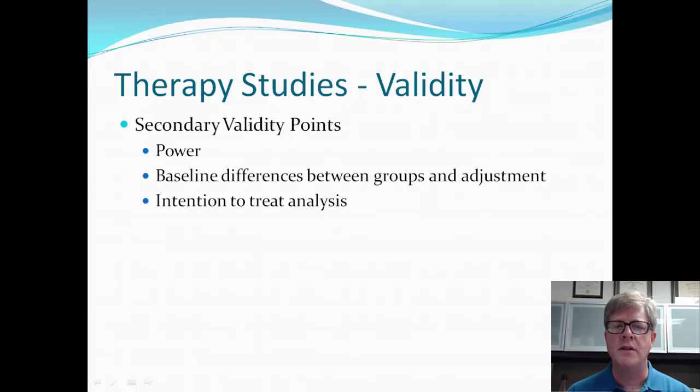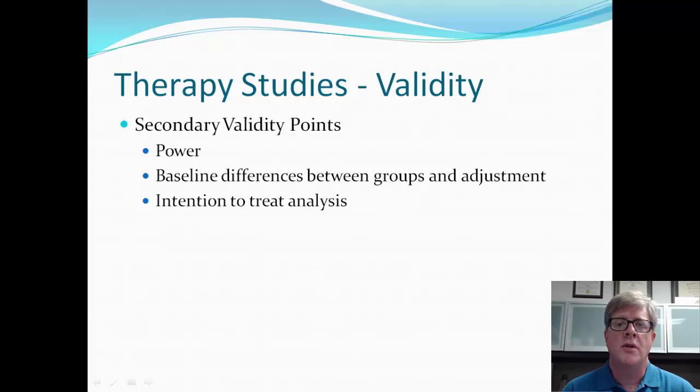Everybody gets analyzed in the groups to which they were randomized, regardless of whether they actually took the intervention or not, took the drug they were supposed to take, got the surgery they were supposed to get, or whatever. As long as you present both the intention to treat analysis and the per protocol analysis, as long as the researchers do that, that's considered a reasonable exploration of the data.